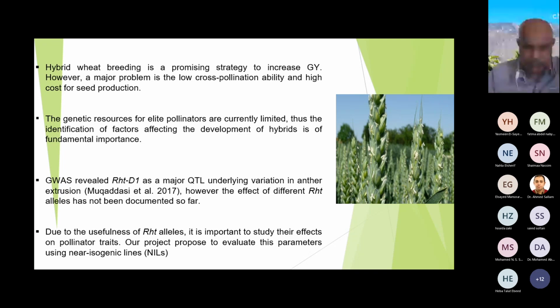Up to now, some reports using GWAS analysis and biparental populations detected some effects of RHT in some traits important for hybrid breeding, such as anther extrusion. However, the effect of different alleles cannot be studied so far. So that was one of our objectives. In this project, we propose to evaluate different RHT alleles using near isogenic lines.